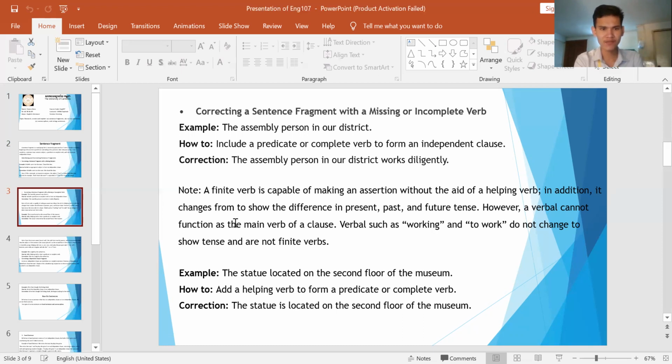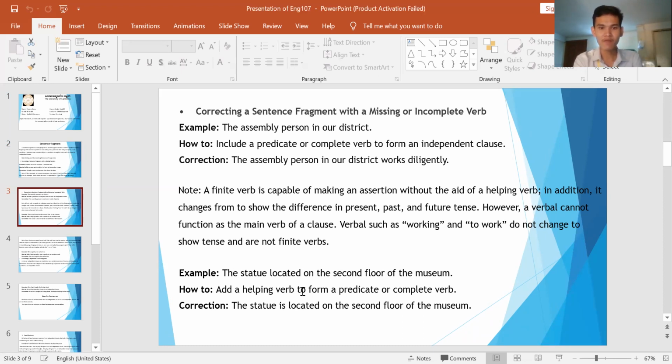However, a verbal cannot function as the main verb of a clause. Verbs such as working and to work do not change to show tense and are not finite verbs. For example, look at the example here: The statue located on the second floor of the museum. It means that the museum cannot, the subject that receives the action from the object, that we call passive voice.